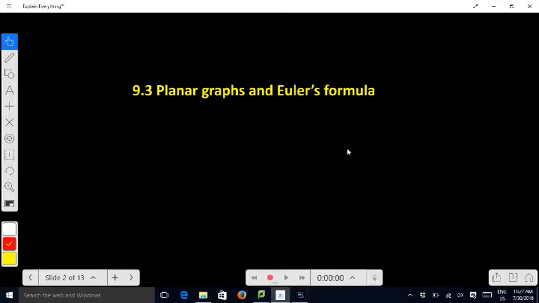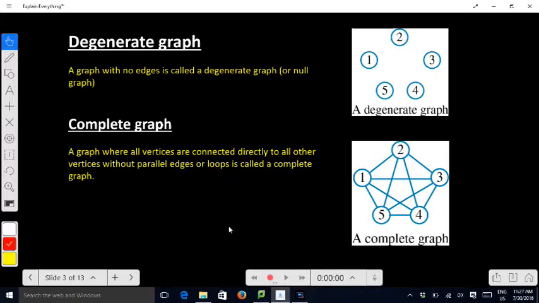Today we're going to have a look at planar graphs and Euler's formula. So to start things off, a planar graph, I haven't written it in, is a special kind of network or graph. The additional properties of a planar graph will allow us to map two-dimensional and even three-dimensional objects into graphs.